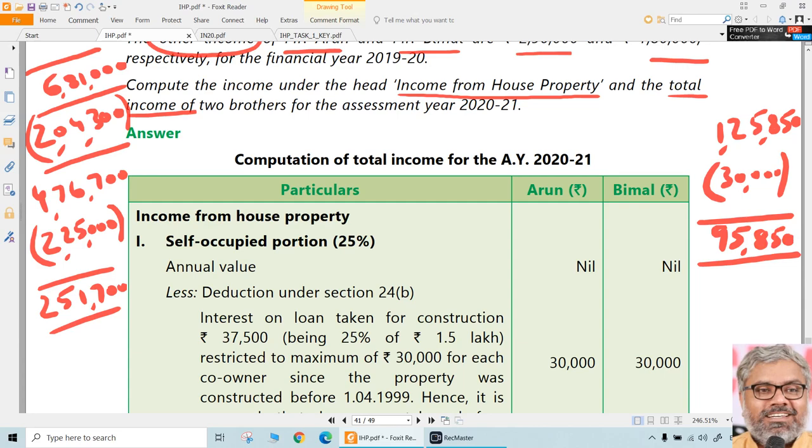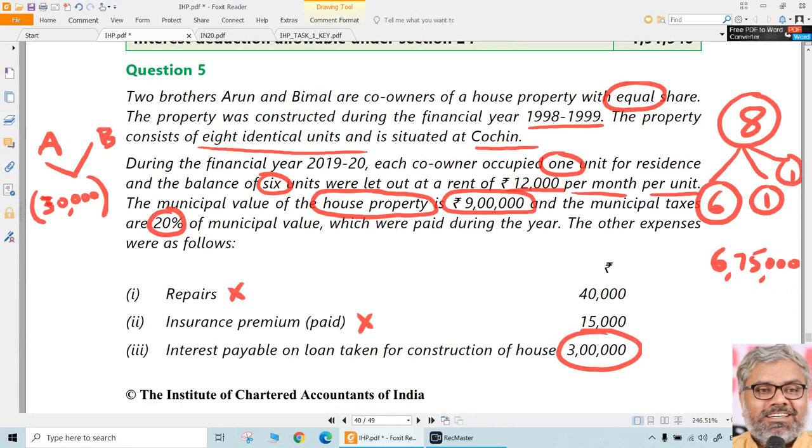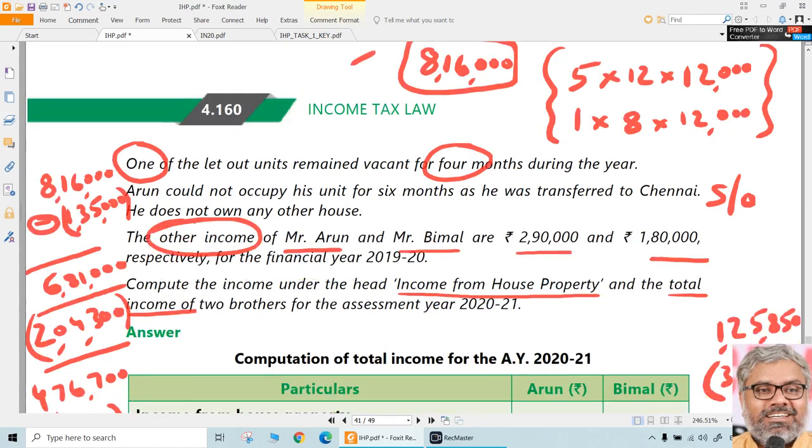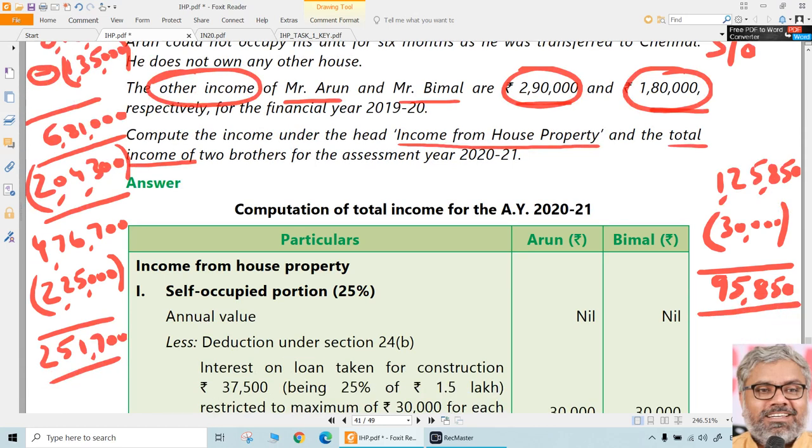95850. That is the income from house property that is chargeable to tax in each case, because they are having equal share. You can calculate first and then give equal share to each of them. 95850 is the answer. Add the other incomes to that. So you will get the total income of Arun. Add 1,80,000 to that. You will get the total income of Bimal. That is not a big deal. That can be done later.